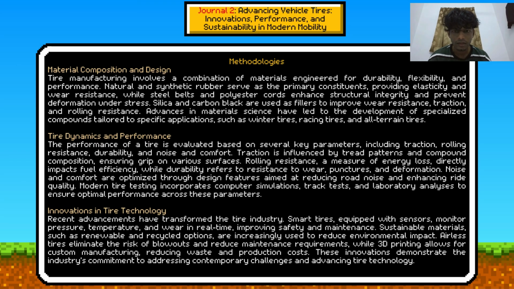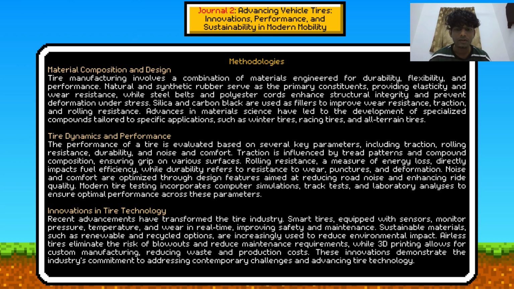Now I'll be explaining Journal 2, which is Advancing Vehicle Tires: Innovation, Performance, and Sustainability in Modern Mobility. So the methodology is material composition and design.